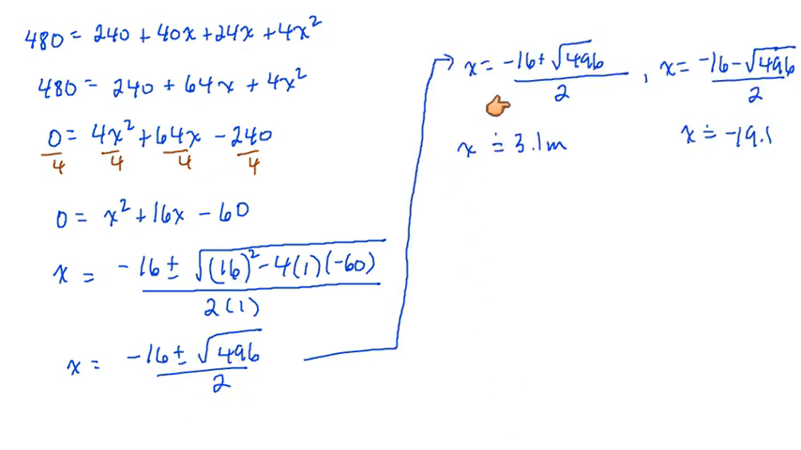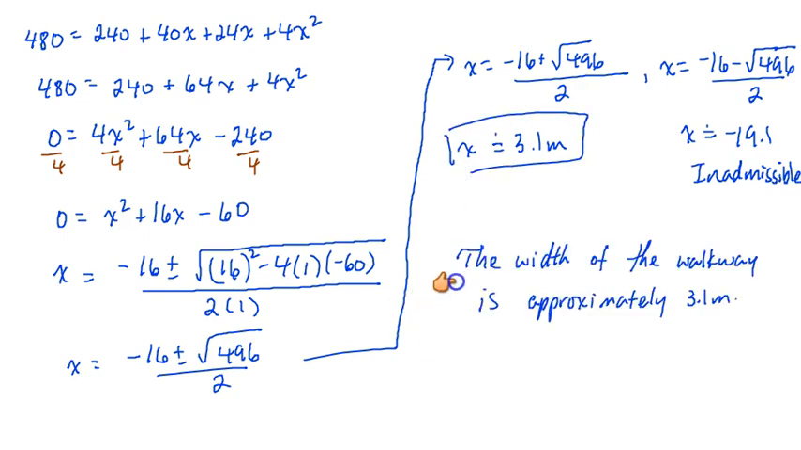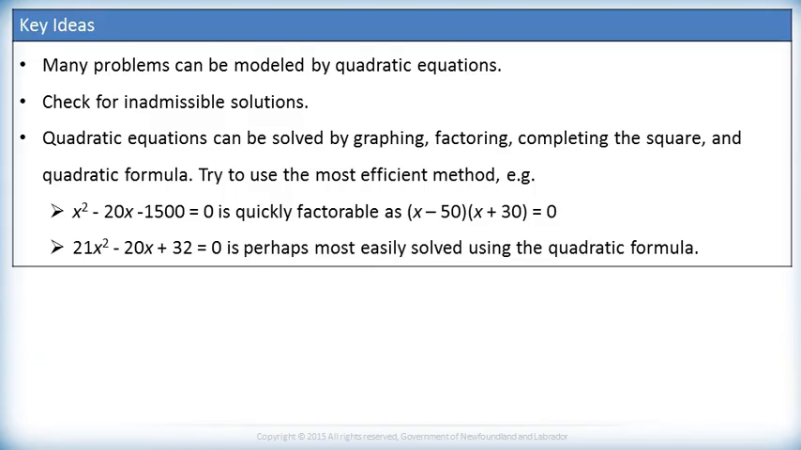Breaking it up into the two cases, one plus, one minus, I get two answers: 3.1 meters and -19.1. That one is inadmissible, so our solution is x = 3.1 meters. And we make a statement: the width of the walkway is approximately 3.1 meters.